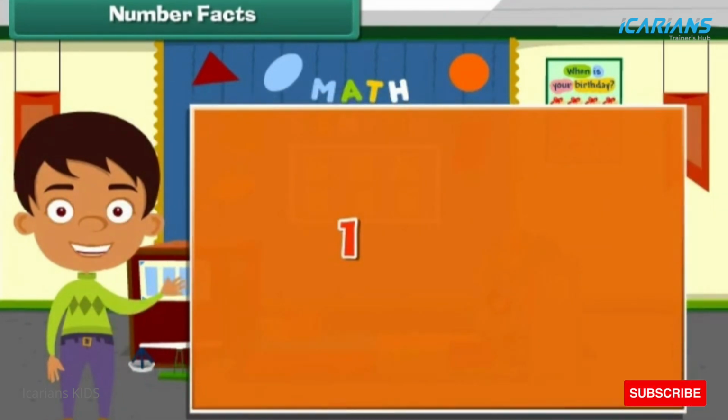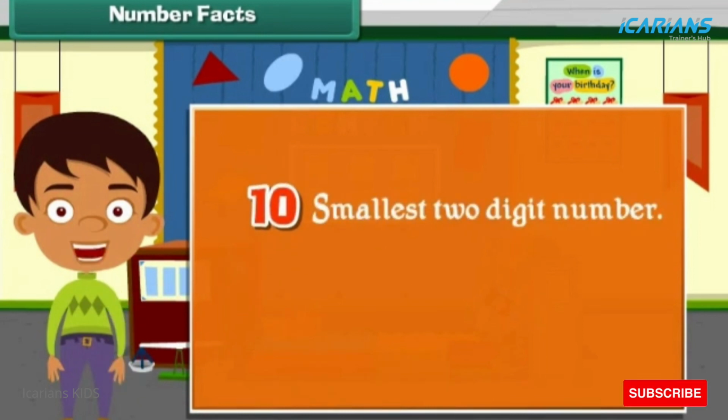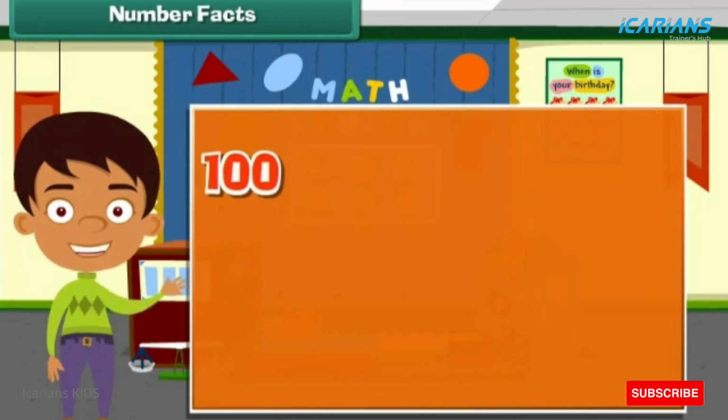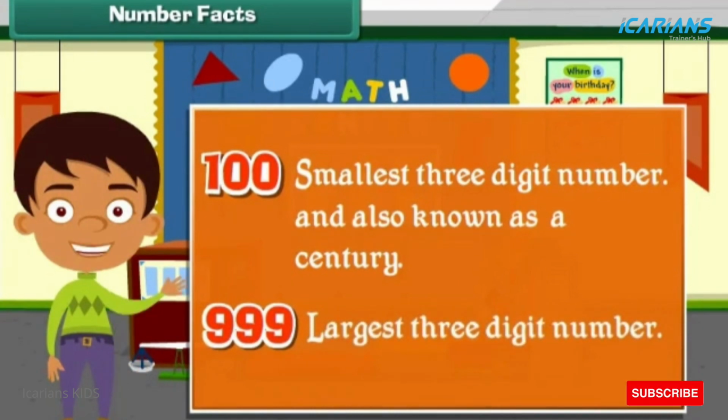Number 1 is known as the ace number. A pair is a group of two objects. 10 is the smallest two-digit number. 99 is the largest two-digit number. 100 is also known as a century. 100 is the smallest three-digit number. 999 is the largest three-digit number.